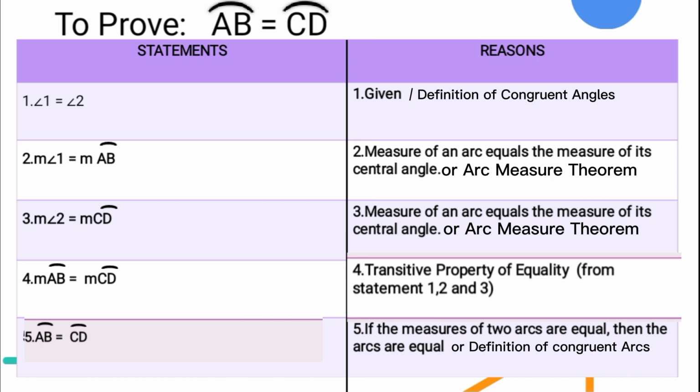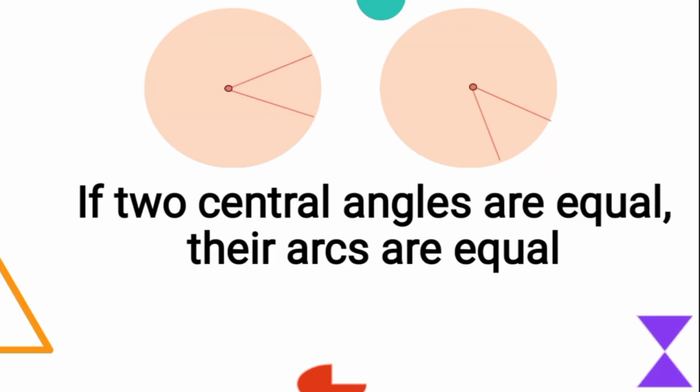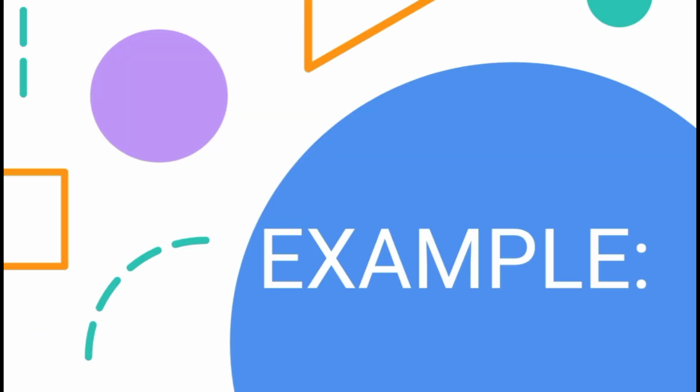Now let's proceed to statement number 5, which is: if the measures of arcs are equal, then the arcs are equal, or the definition of congruent. Finally, we use the definition of congruent arcs to state that since the measures of arc AB and arc CD are equal, the arcs themselves are congruent. So this completes the proof of our Theorem 40. Remember that in Theorem 40, if two central angles are equal, their arcs are equal. Now let's proceed to another example.